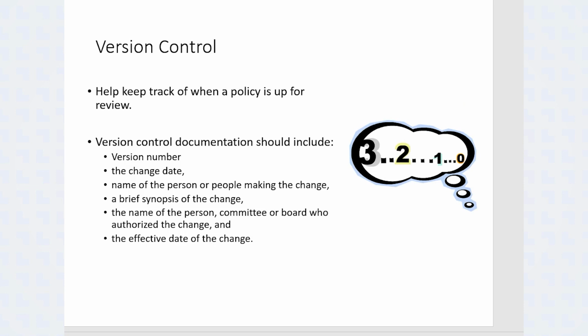Version control is what helps you keep track of the policy and determine whether or not it's up for review. A version control document should include the version number, any change dates, name of the person making the change, a synopsis of the change, the effective date of the change. Those are the things that you need to have so you can quickly look at the document to know which version you are working with. Oftentimes you want to roll back to a previous version, or you need to know that you're dealing with the latest version. That's why that's important.